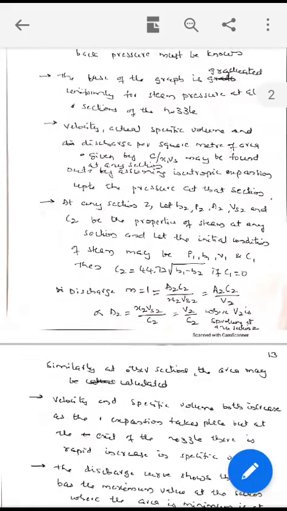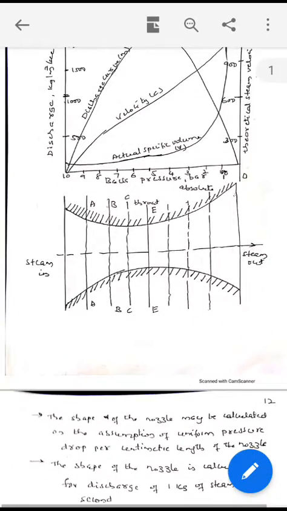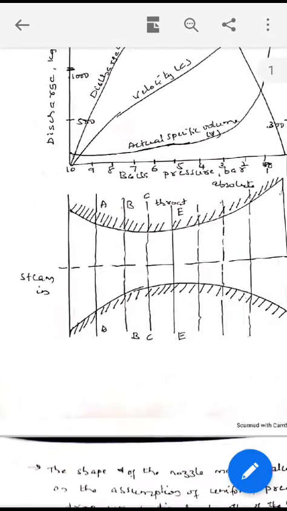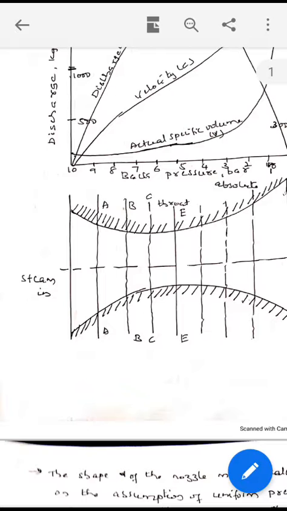The velocity at any section of the nozzle is found out by knowing the pressure at that section, assuming isentropic expansion. If you know the pressure at any section, assuming isentropic expansion, we can find out the enthalpy at that section. Then the velocity of the steam at that section, Cz, equals 44.72 root of H1 minus Hz, where Hz is the enthalpy at that section.